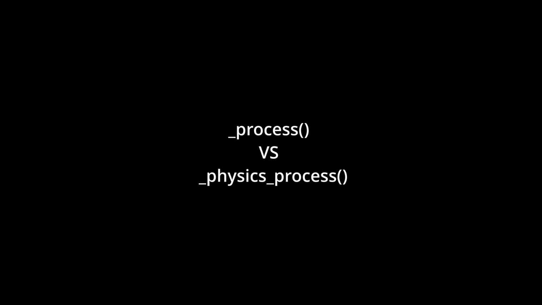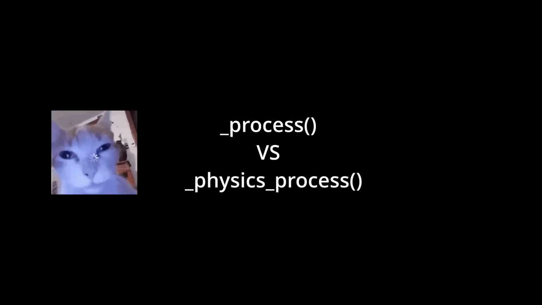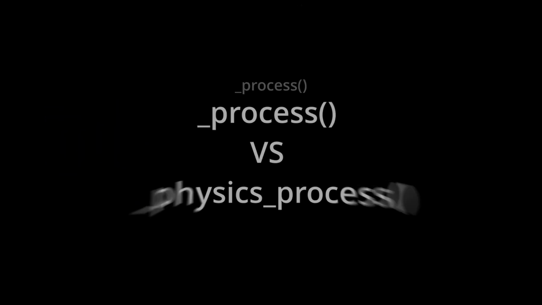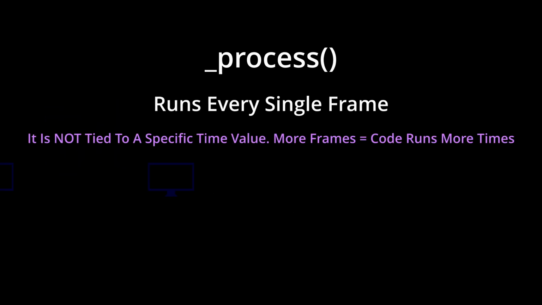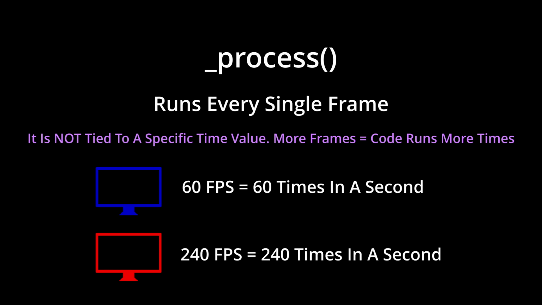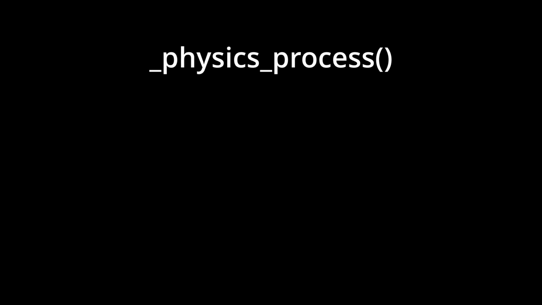Let's talk about the difference between process and physics process and when to use which. Well, the process function runs every single frame. If your screen refreshes at 60 fps, it runs 60 times a second. At 240 fps, it runs 240 times. Pretty simple, right? Now, what about the physics process function though?